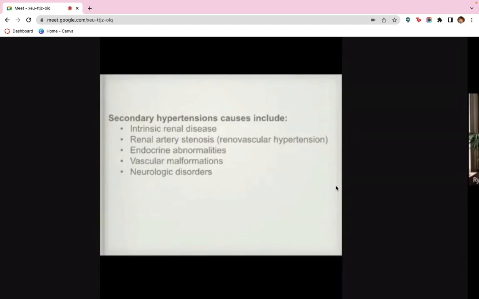The secondary hypertension will be caused by intrinsic renal diseases. It can be caused by renal artery stenosis, endocrine abnormalities, vascular malformation, and your neurologic disorder. Okay? So it is usually apparent that subtle variation in their activity might influence blood pressure on a broader population. Okay? So kapag nagkakaroon tayo ng hypertension, okay, it usually accelerates the development of your atherosclerosis. Okay, that blocks your blood vessel.